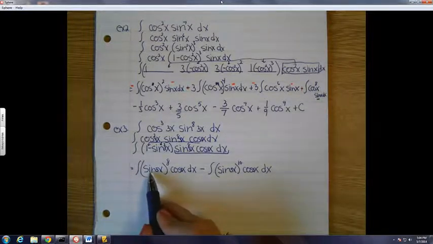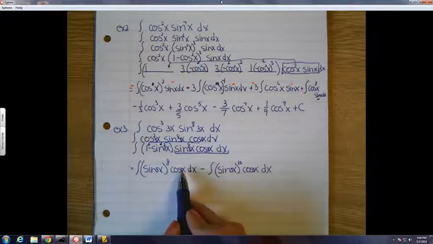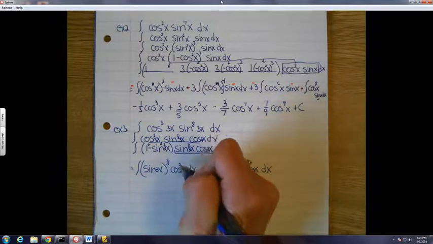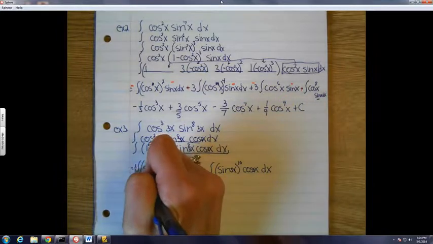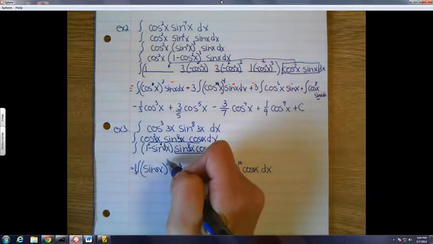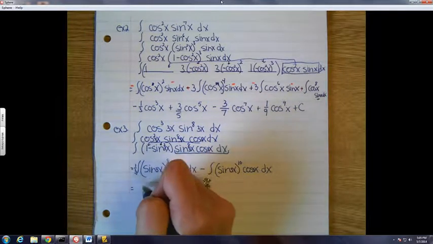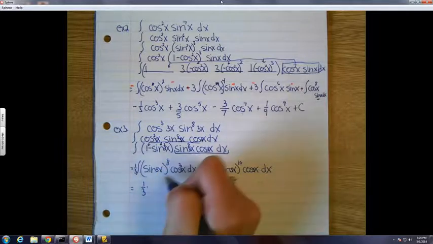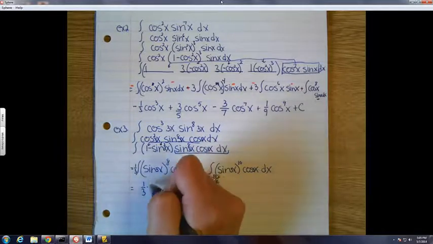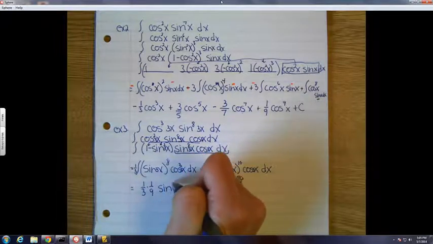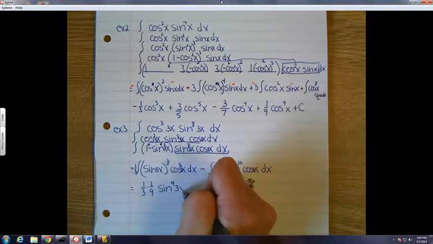Derivative of the inside here is cosine 3x times 3. So I need to put my 3 here. So I need a 1/3 that's going to carry along with, now I can do power rule. So this first integration, 1/3, this goes to a 9, so I'll need a 1/9. And if you wanted to do all that in your head there, that's great. Sine to the 9th, 3x.